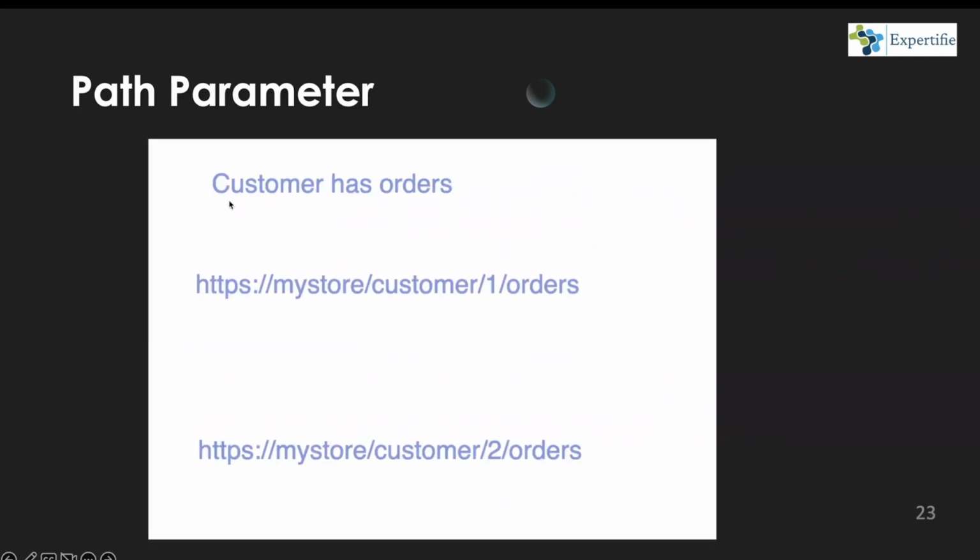Orders cannot exist without a customer, right? So orders are called sub resources of customer. If the customer does not exist, then the order would also not exist. If we want to fetch all the orders of customer one, our API would look like slash customer slash one slash orders. It would fetch all the orders of customer one. And for customer two, our API would look like slash customer slash two slash orders.